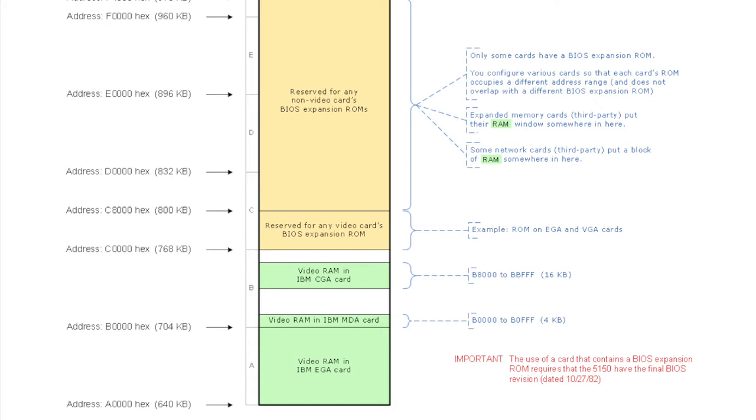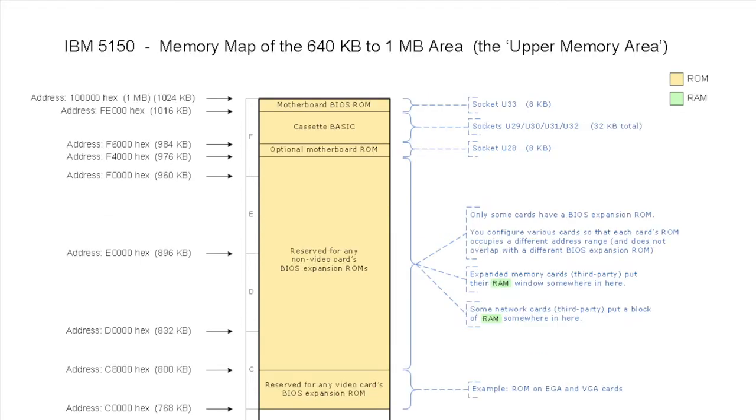Then above that is another 4K for the monochrome display adapter card, and then the CGA card between B8000 and BBFFF. The following section is reserved for ROMs. So from 768K all the way up to 800K is reserved for video cards BIOS expansion ROMs. And then from 800K all the way up to 976K, it's reserved for any non-video cards BIOS expansion ROMs. For example, I have an XT IDE compact flash card, and it has its own BIOS, and so it enables it to boot. And I have to put that ROM into some area in addressable RAM. And the addressable area for my card is C8000 hex.